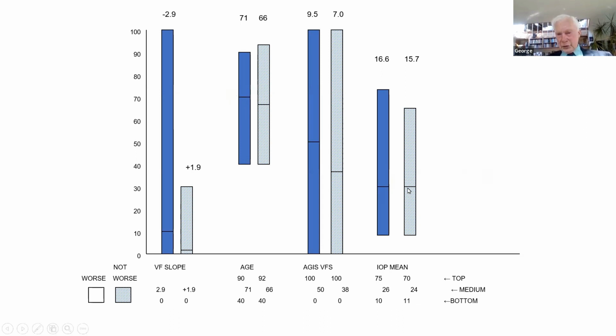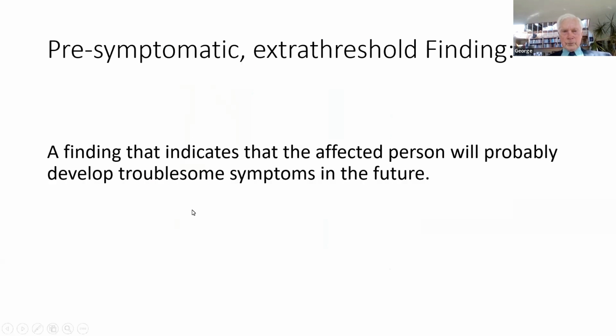Now let's look at pressures. Useless, right? Means are almost exactly the same. Very useful: if the pressure is above 35 in AGIS, the person got worse. So here's a statistically insignificant thing, and yet pressure is a very, very important indicator of whether a person's going to get worse. Here's something very statistically significant, but a useless indicator as to whether a person's going to get worse. We've got to change the way we think about p-values when we apply them to individuals. So that's a pre-symptomatic extra threshold finding, a finding that indicates that the affected person will probably develop troublesome symptoms in the future.